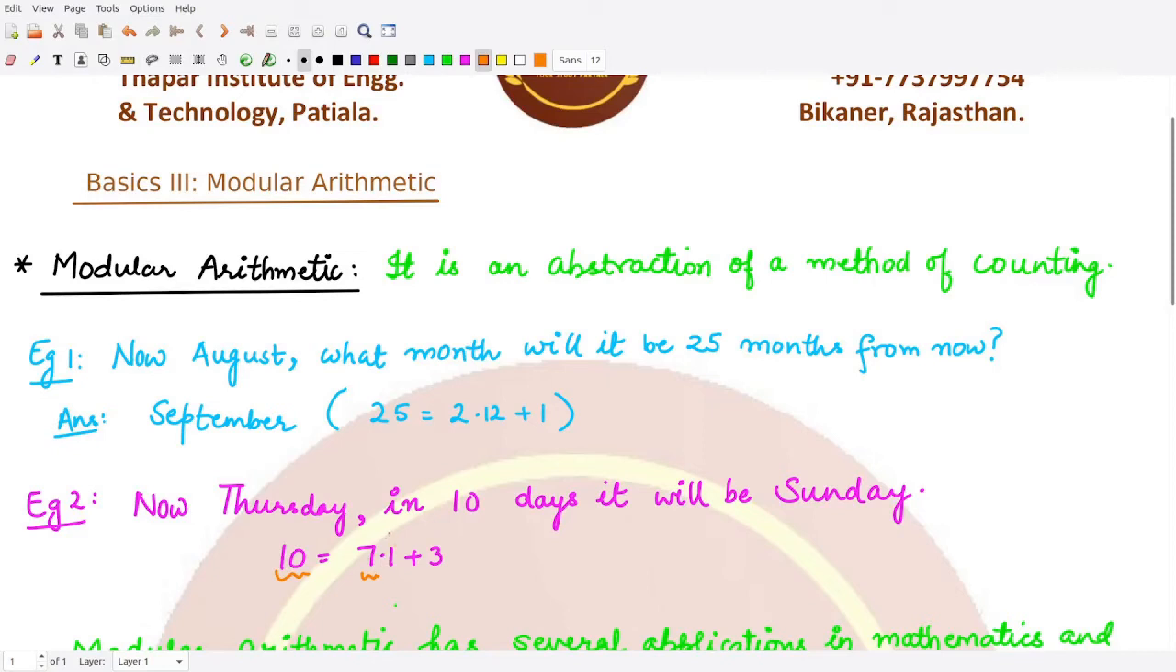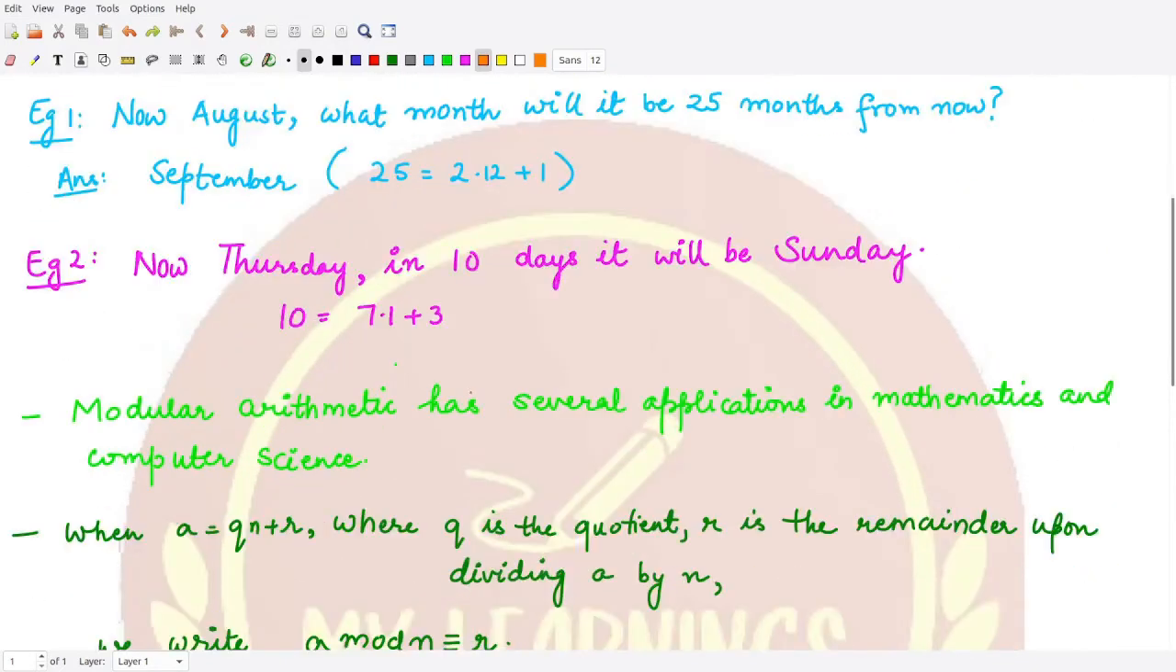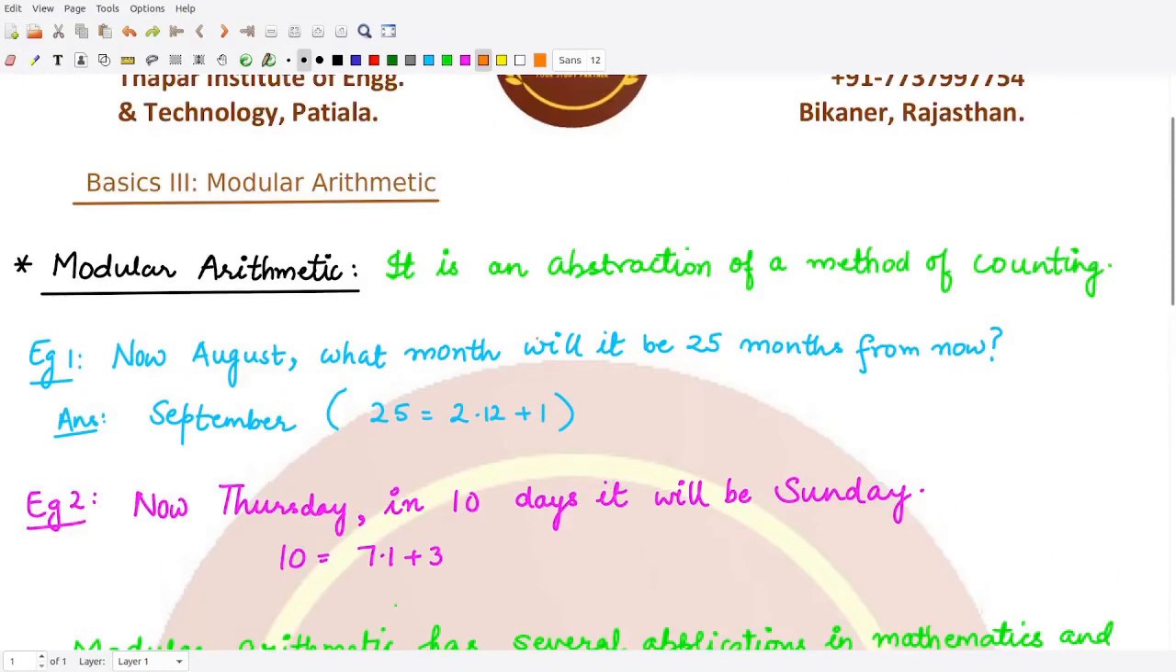So that means you complete 1 week, then after that you have 3 more days, right? After 7 days you will again get Thursday, and then you can count 3 onto this. Next would be Friday, next Saturday, and next Sunday. So you see Sunday is your answer. That is very simple as compared to counting each individual day, right? So this is modular arithmetic. This is the way we can count in an abstract way.